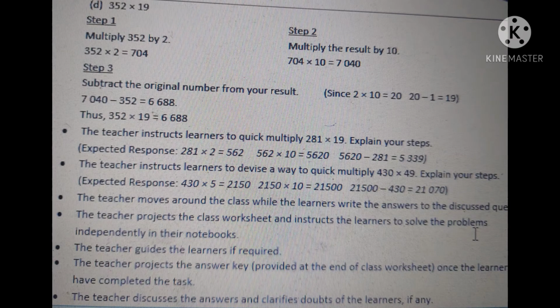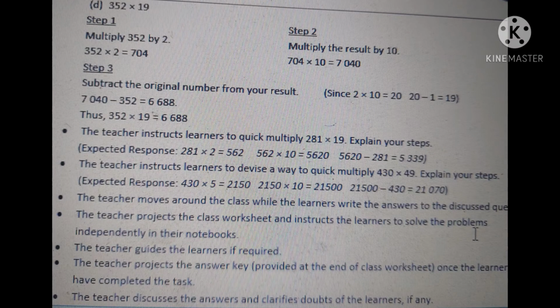So what will be the steps? Step 1, first multiply 352 by 2. So 352 multiplied by 2 gives us 704, and then step 2, multiply the result by 10. So 704 multiplied by 10 gives us 7040. Then step 3, subtract the original number from your result.